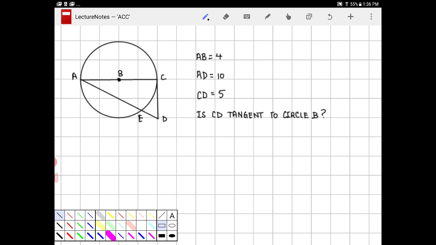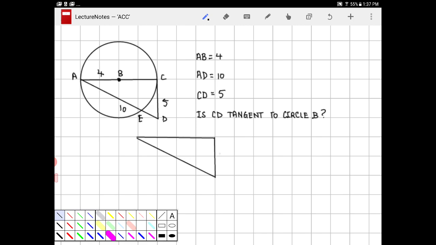So hopefully you pressed pause. And here we are again. I'm going to fill in all the different dimensions here. AB is equal to 4. And then I have AD is equal to 10. And CD is equal to 5. So really, I'm dealing with a triangle that looks something like this. Again, hopefully you've gone through the thought process and thought of this on your own.